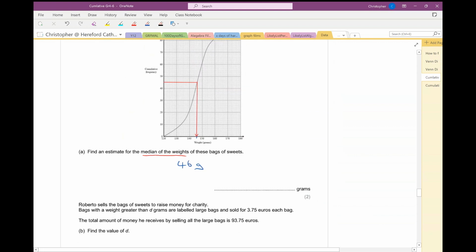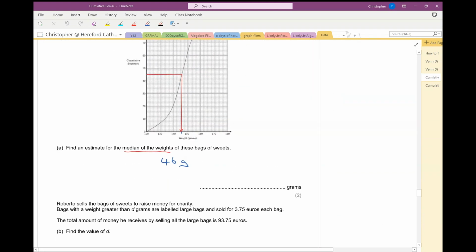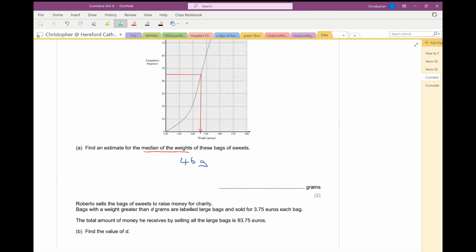Right. Roberto sells a bag of sweets to raise money for charity. Excellent. Bags with a weight greater than D grams are labelled large bags and sold for $3.75 each. So he's got some large bags. We don't know how many. He sells them for $3.75 each.